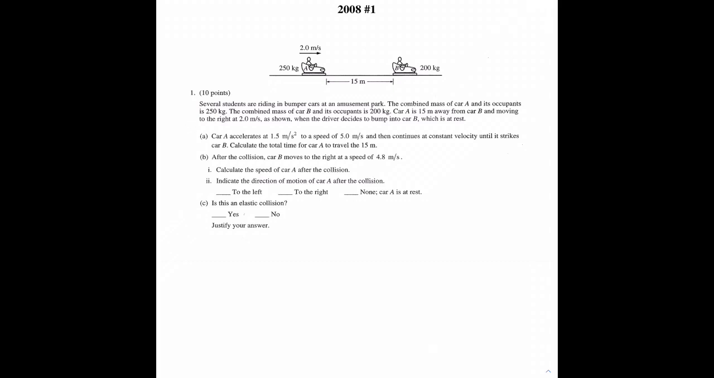Okay, here's a good problem from the AP Level B physics exam from the year 2008. It indicates that there's two bumper cars. Car A is initially moving to the right at 2 meters per second, and it collides with cart B, which is initially at rest.